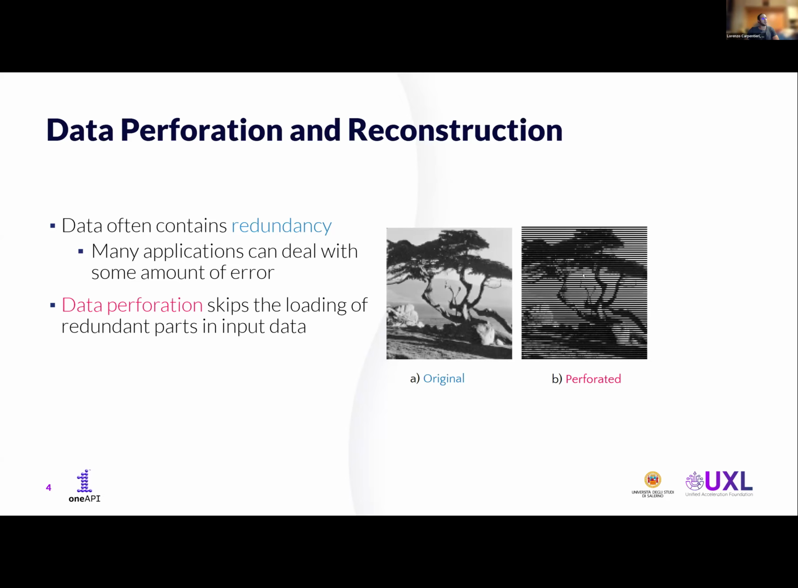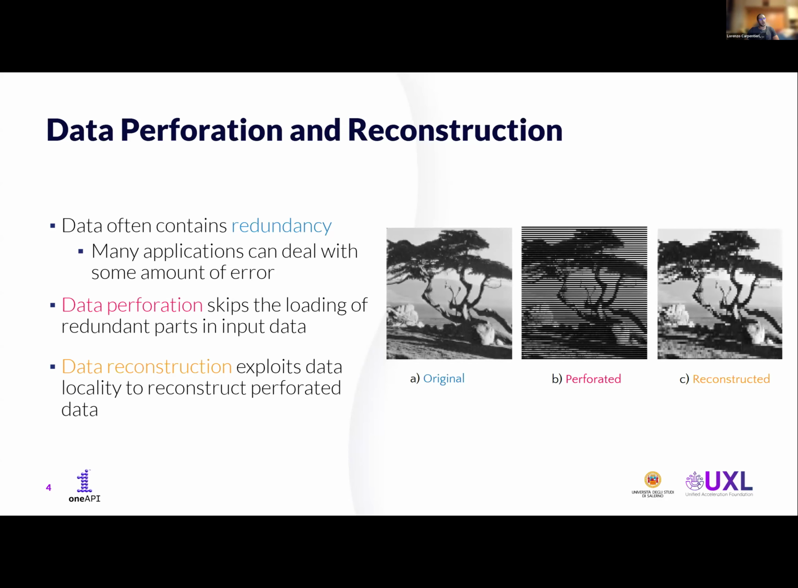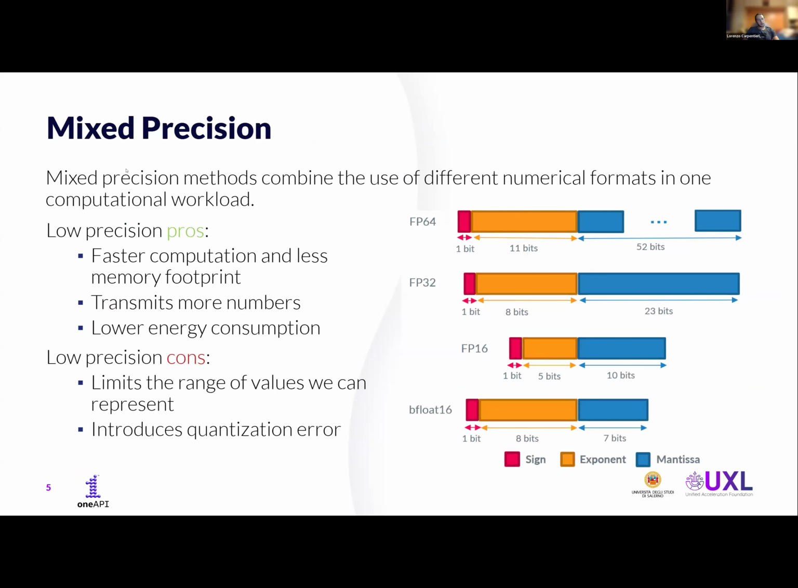For example, in this picture, at the center, we apply the perforation on the rows. So we are skipping some of the rows of the input data. And then after the computation, we can apply some reconstruction technique. For example, we can apply linear interpolation between the near pixels, and we can reconstruct the missing data. So here we have two approximate computing techniques. The first one is data perforation, and the other one is reconstruction, that is used for reducing the error introduced by the approximation. And another common technique that is very used on the software side is mixed precision.